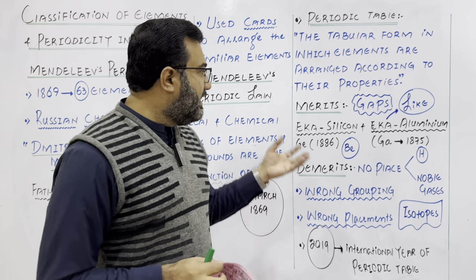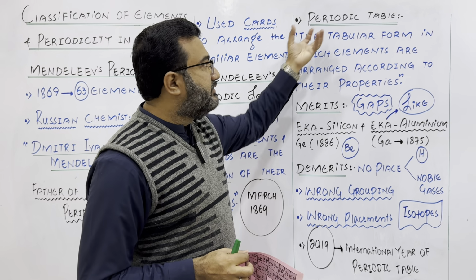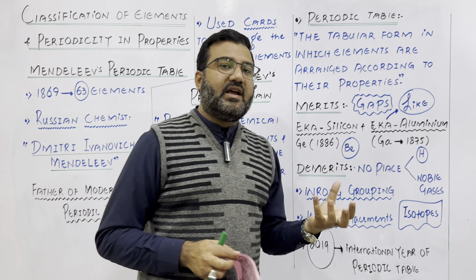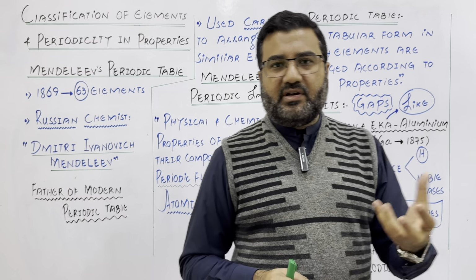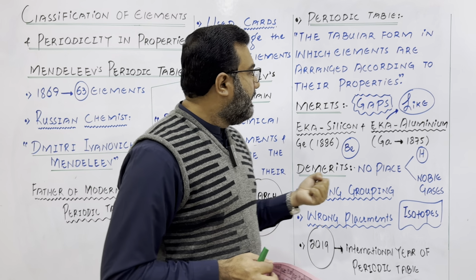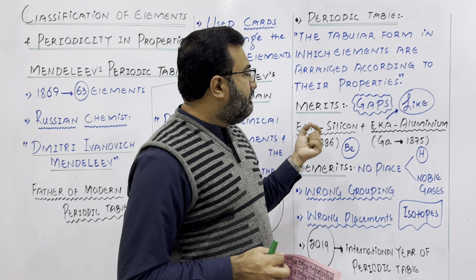So the first merit was the innovation of the periodic table itself. It was an innovation to arrange the elements in the form of the periodic table. That was the first success, that was the first merit of his work. Then a very, very important concept.